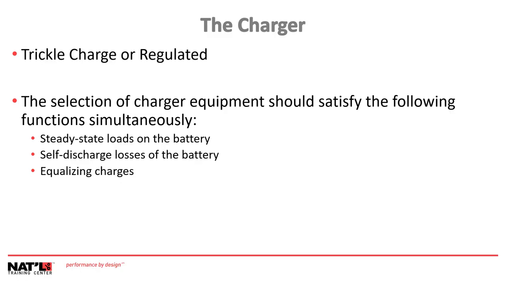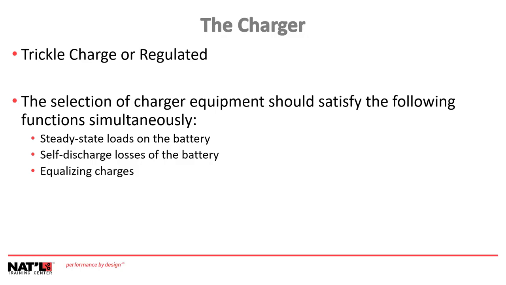Steady state loads are those that require power continuously, such as an indicator light that stays on all the time. Self-discharge losses are due to trickle current, which starts at about 0.25% of the 8-hour rate for lead acid batteries. What happens is there's always some little charge being discharged in a battery, no matter how careful you are about the installation or the application. Self-discharge losses increase with the age of the battery.